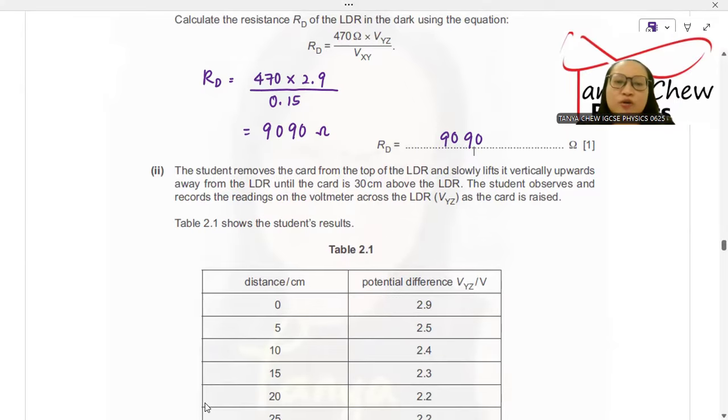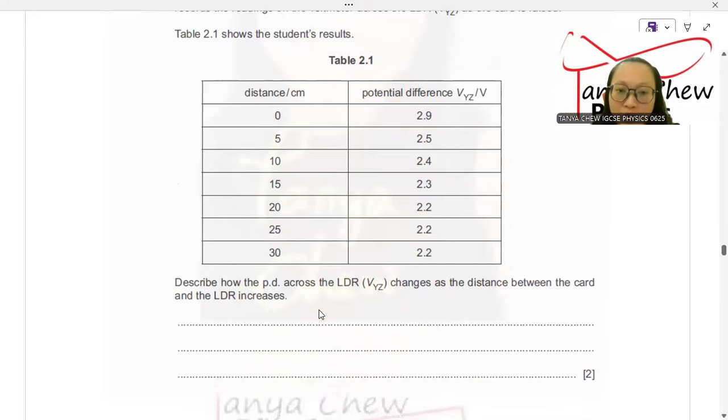Now, second part, the student removes the card from the top of the LDR and slowly lifts it vertically upwards, away from the LDR until the card is 30 cm above the LDR. The student observes and records the readings on the voltmeter across the LDR, VYZ, as the card is raised. And this is table 2.1, shows the student's result. Describe how the PD across LDR or VYZ changes as the distance between the card and the LDR increases. I want you to see this. From 0 to 5 to 10 to 15, we could see that the potential difference is decreasing. But from 20 onwards to 30, I would see that the potential difference VYZ is constant. That is what I'm going to describe.